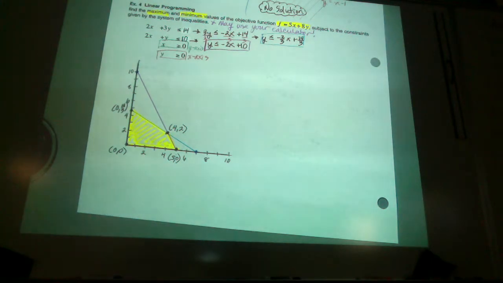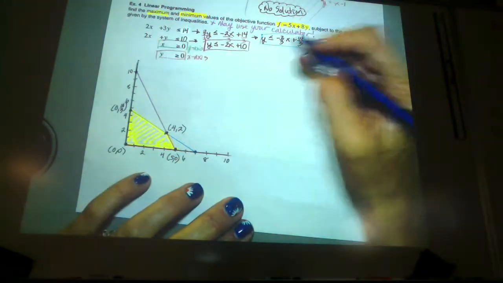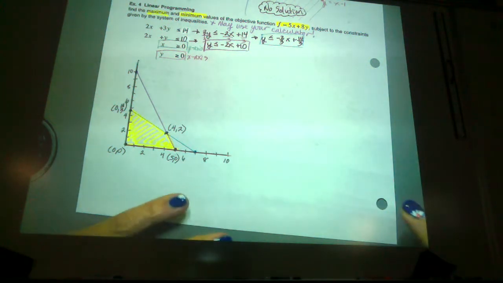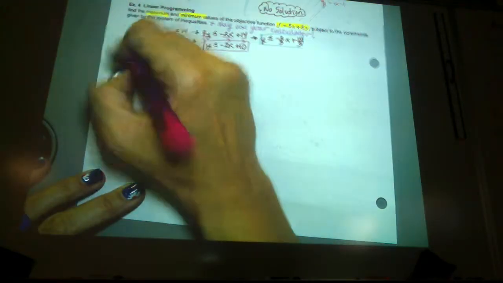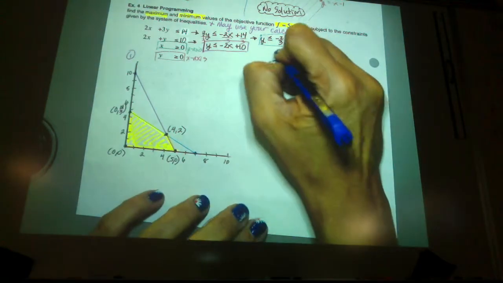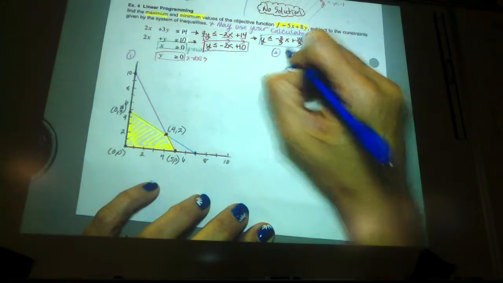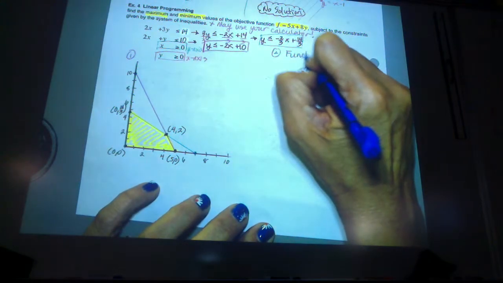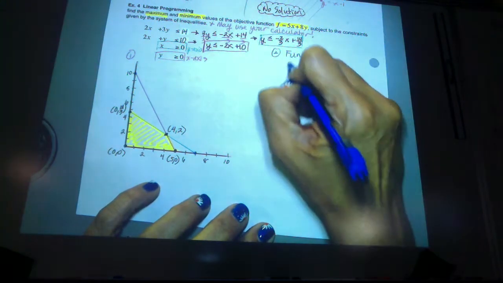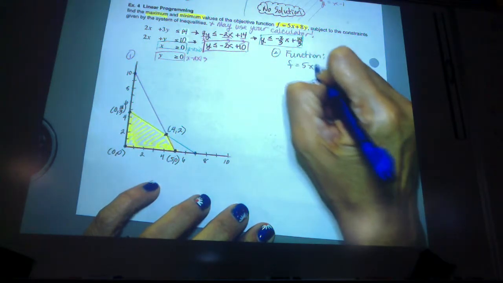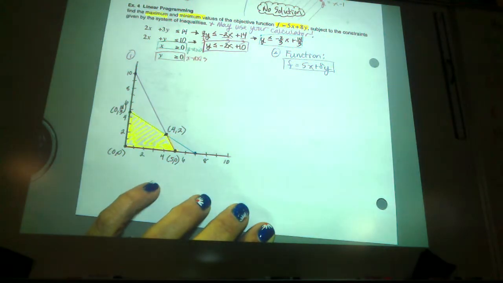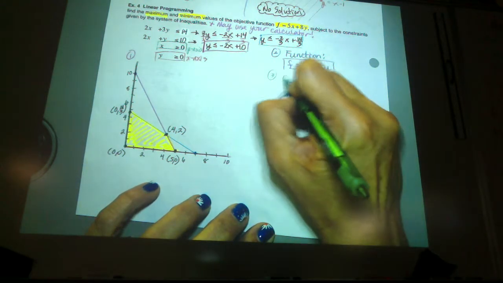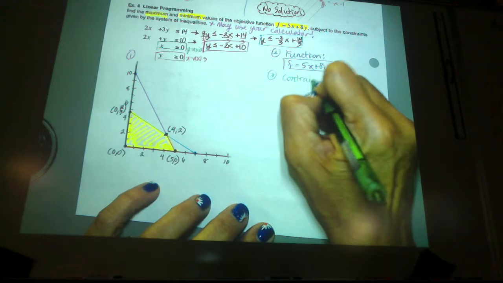So the following is going to occur. Now we're ready to start. All of this was step 1. Then your step 2, the rest goes fairly quickly. We're going to use the function f is equal to 5x plus 8y. This is going to be our focus. Then we have what are called constraints. Step 3. Your constraints were the lines that you just drew.